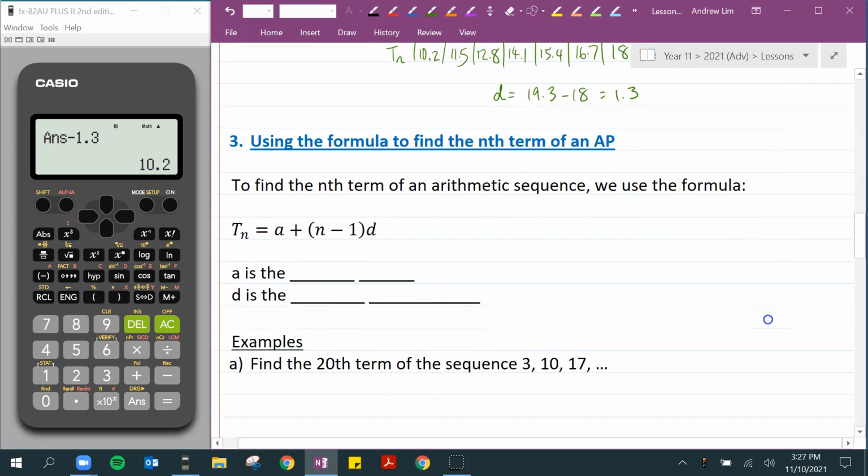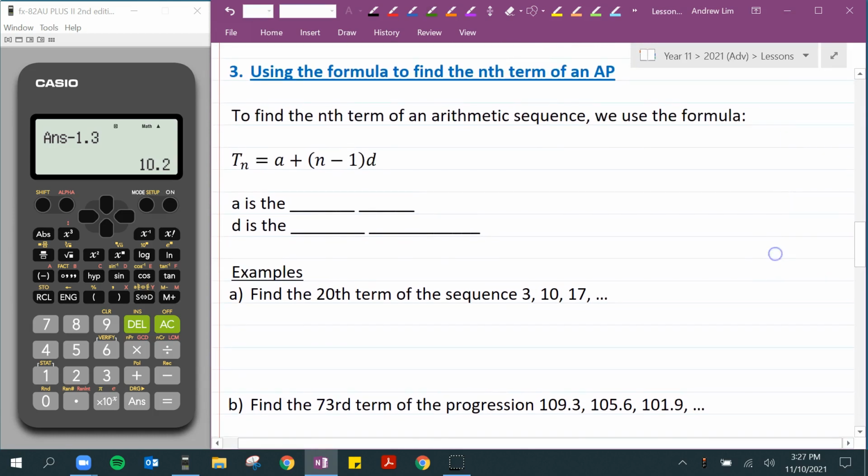And let's have a look at part 3, because part 3 tells us what the formula is. To find the nth term of an AP, this is the formula we use. T sub n is equal to a plus (n minus 1)d, where a is the first term, and d is the common difference.